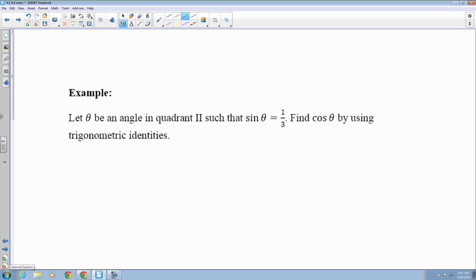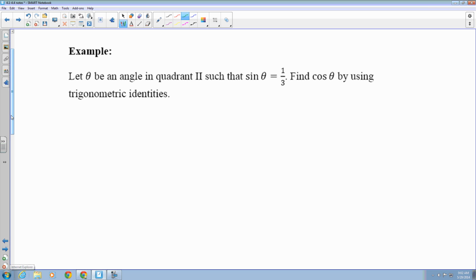And the last example we have. If theta is an angle in quadrant 2, such that the sine is 1/3, find cosine by using trig identities. So in quadrant 2, I have to figure out, is cosine going to be positive or negative? Quadrant 2, ASTC, it will be less than 0, it will be negative.